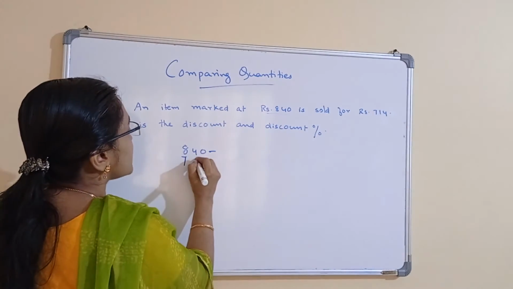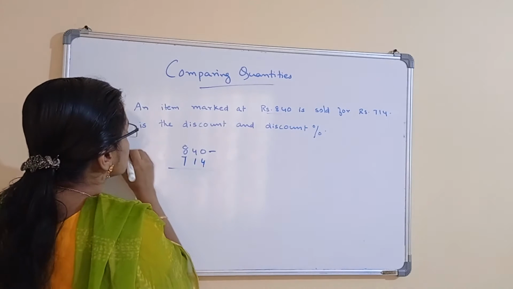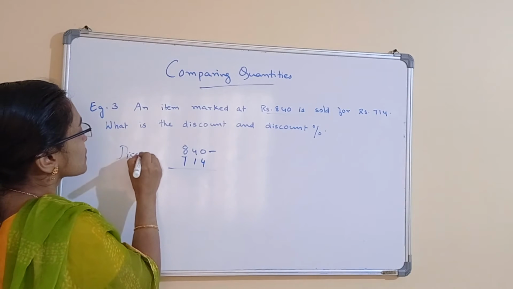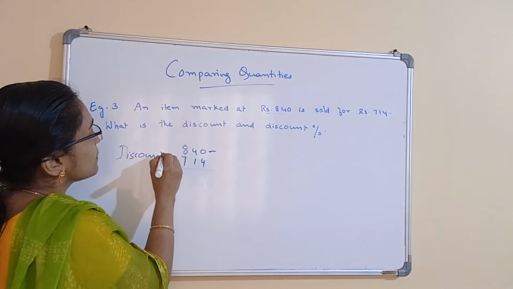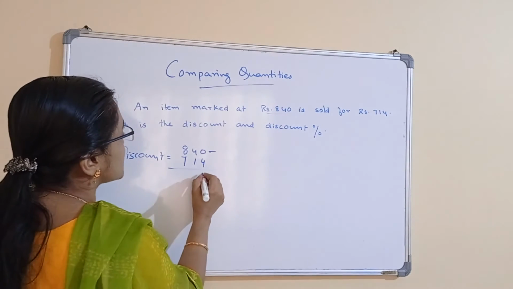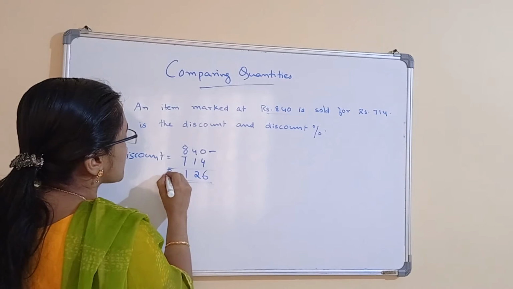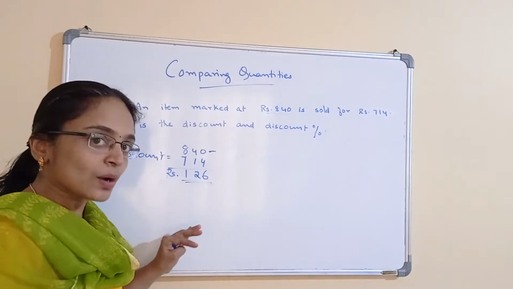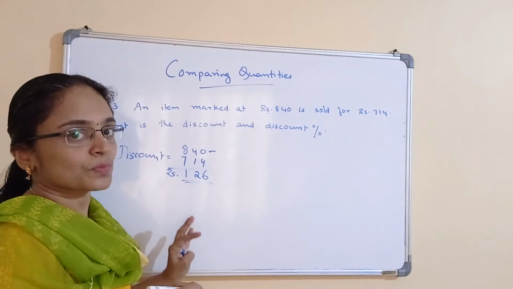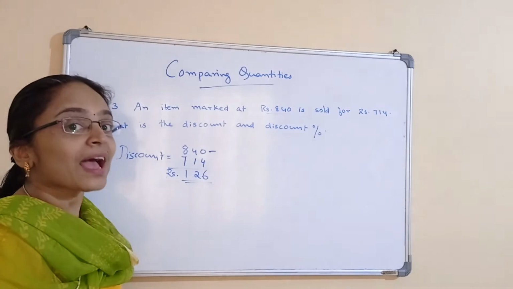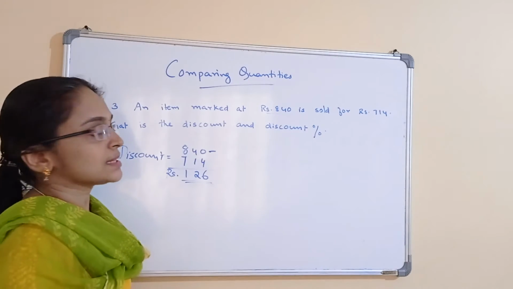So, 840 minus 714. So discount is equal to 840 minus 714, which is equal to 126 rupees. So discount is 126 rupees. Now we have to find the discount percent.